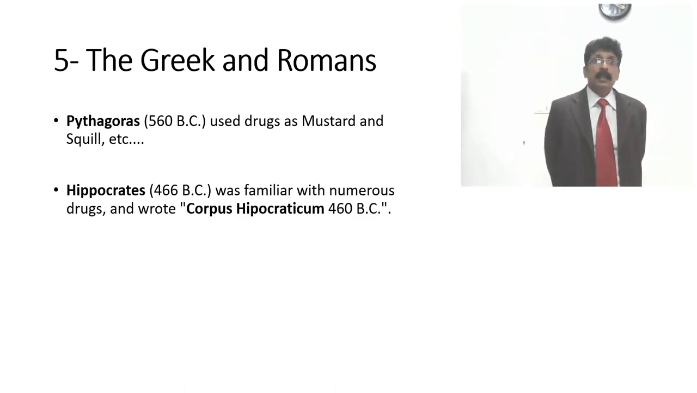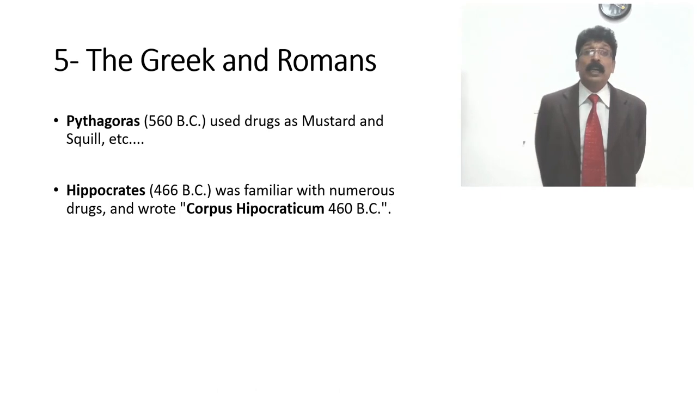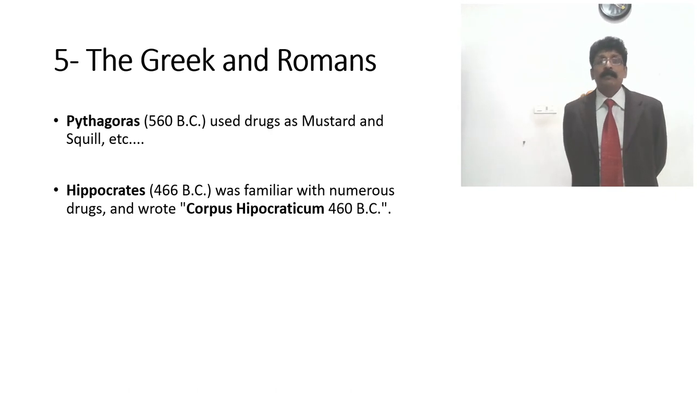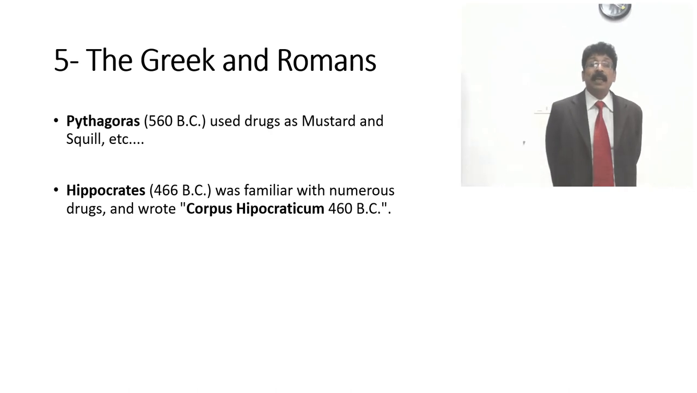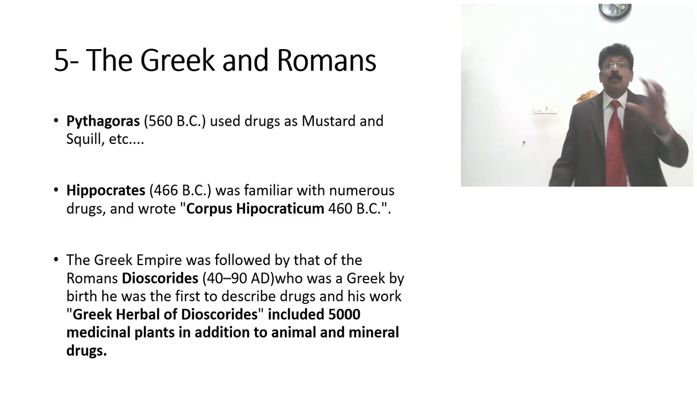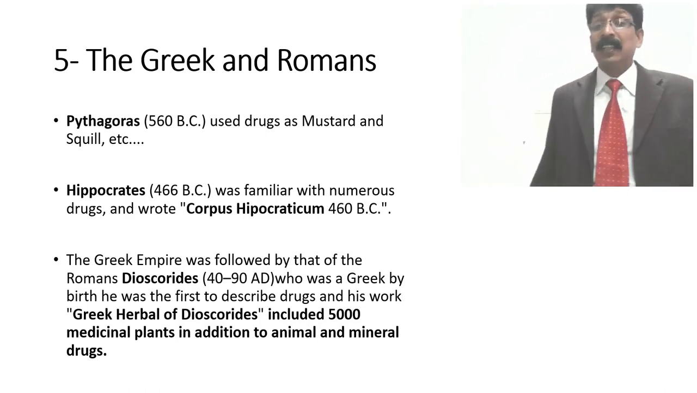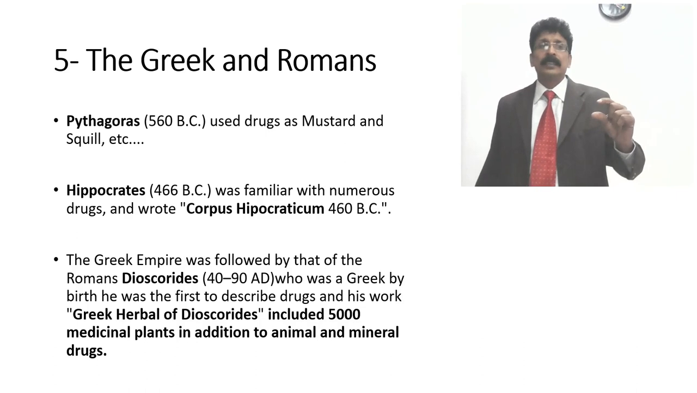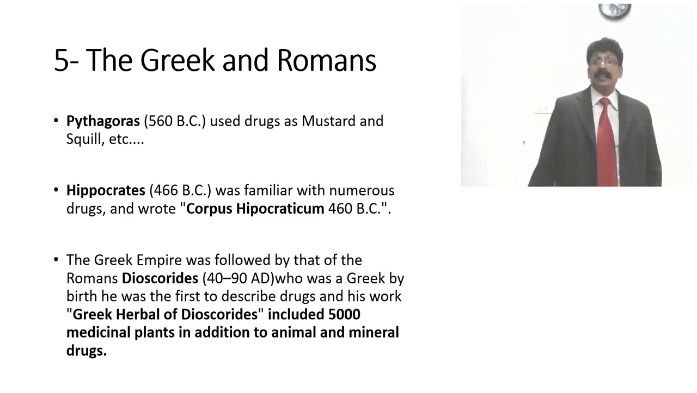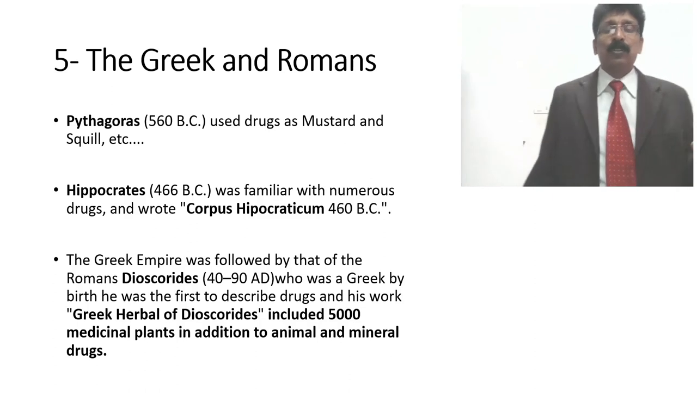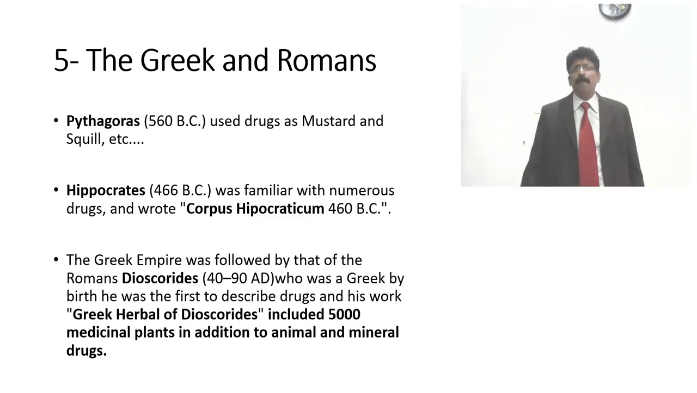And Hippocrates in 460 before Christ was famous for numerous drugs and wrote the Corpus Hippocraticum, around 460 BC. The Greek Empire was followed by that of the Romans. Dioscorides was a doctor, 40 to 90 AD, who was Greek by birth. He was the first to describe the drugs, and his work, the Greek Herbal of Dioscorides, includes 5,000 medicinal plants. He collected 5,000 medicinal plants.